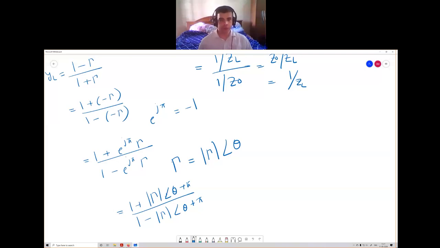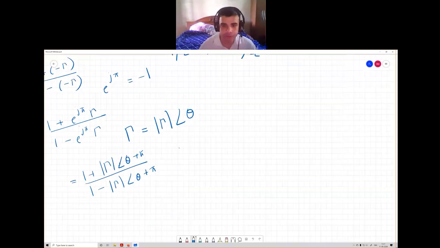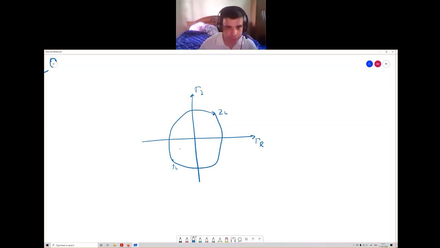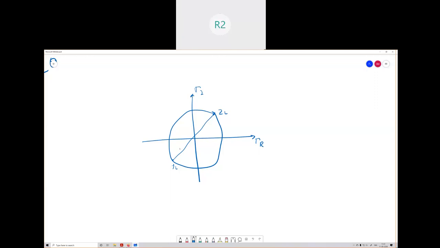So what is the conclusion? If we plot any point on the Smith chart, this is gamma i, this is gamma r, if this is any point zL, what will be yL? yL would be diametrically opposite. So this will be the constant reflection coefficient or constant VSWR circle. And if this is zL, yL will be diametrically opposite. Is this idea okay? Is this concept clear? Yes, sir.